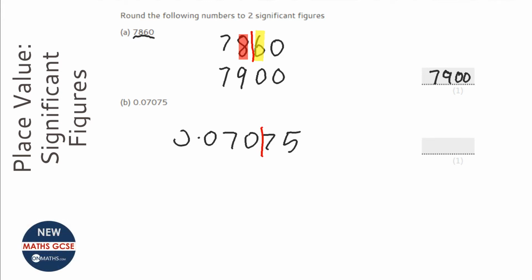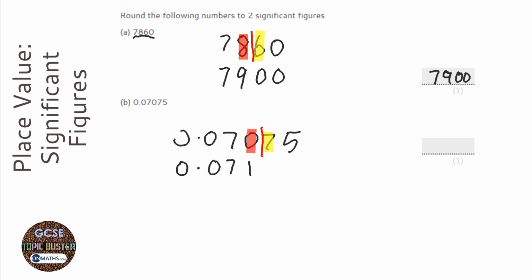Now notice I did count the second 0, or the third 0 I should say. It's until you hit a number, then you start counting whether it's a 0 or not. So we're going to copy down the 0.0. Now, that decider number there is going to push that 0 up to a 1, because 7 is 5 or more. So it's going to be 7, 1.